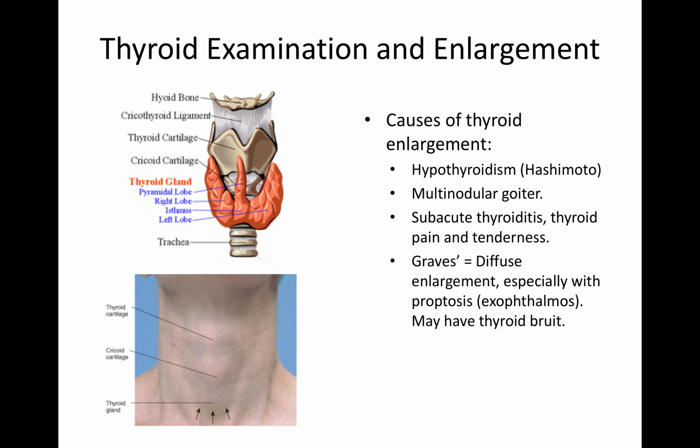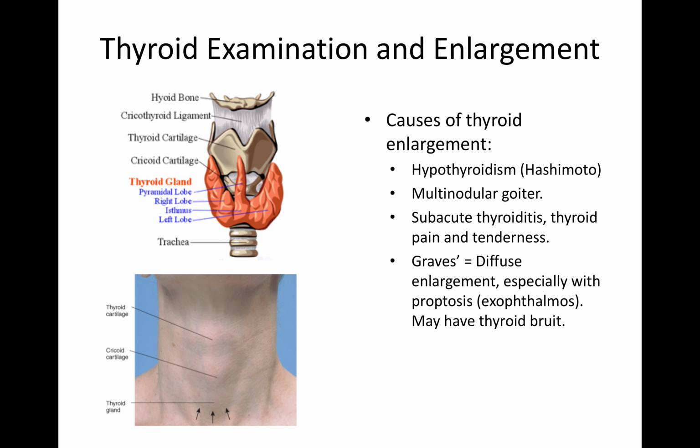What causes enlargement? Many things can cause enlargement. One is hypothyroidism, especially something called Hashimoto, which is autoimmune hypothyroidism. Also, multinodular goiter, so a bunch of nodules, even if it's not functional, can cause a thyroid enlargement. Subacute thyroiditis is an inflammatory condition of the thyroid that can cause thyroid enlargement. Those patients may have pain, tenderness when you palpate over the thyroid, and may have elevated thyroid enzymes as well when you do the blood tests.